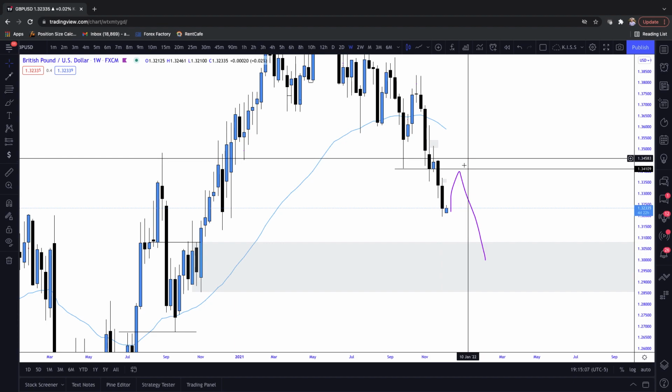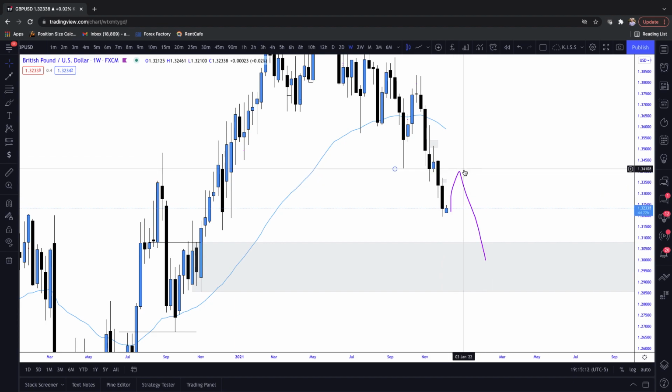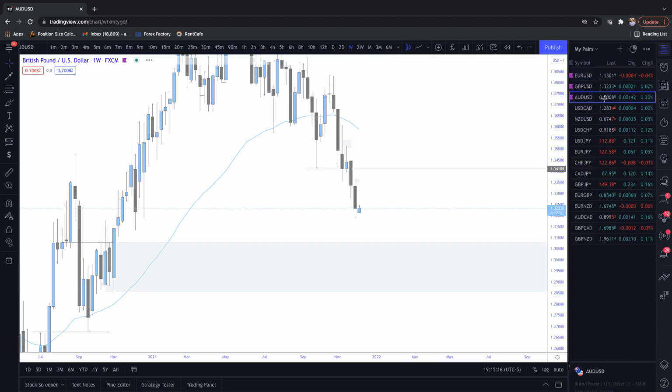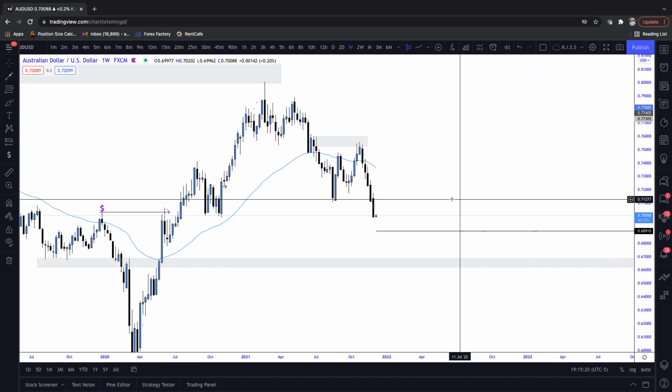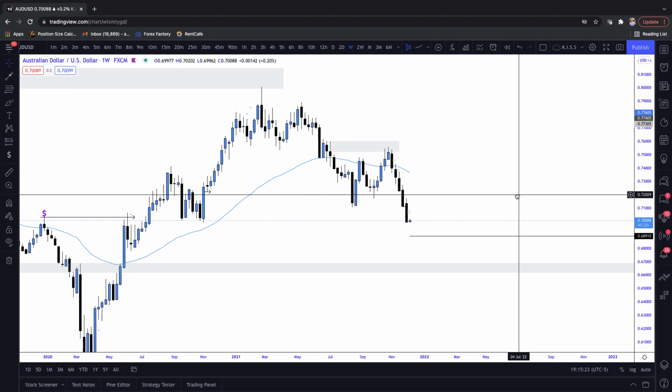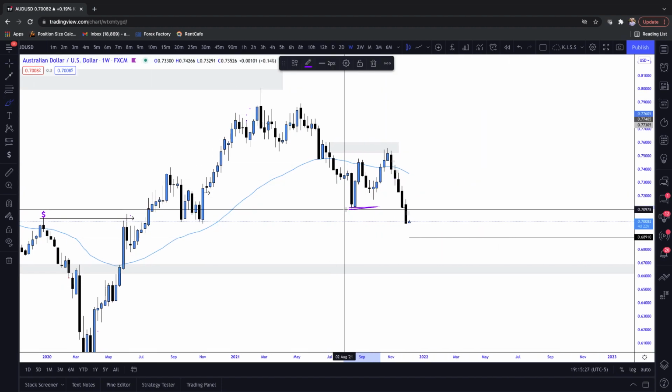All right, so if we can get that pop up on GU just like we're looking for on EU, that would be fantastic. All right, so final pair for today. Again, higher time frame perspective, and this one's really been on a tear. Okay, Aussie dollar.